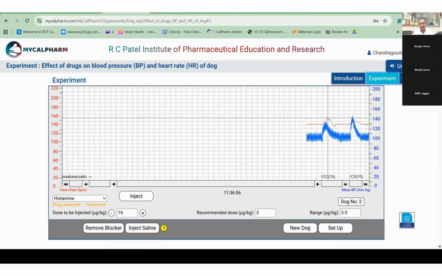See, to develop this kind of experimental package, there is a need for a veteran pharmacologist. And Dr.